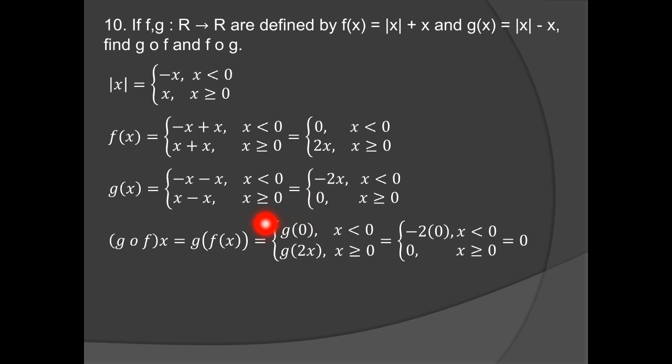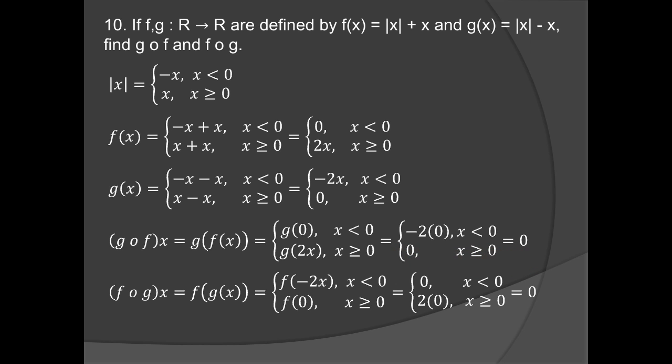Now here g of 0, what is the x value? G of x. So in the place of x I have to substitute 0. So it is minus 2 into 0. And secondly, already this is 0. Whatever, even if you substitute 2x or whatever value, it is 0 only. So x less than 0 is also 0, greater than 0 is also 0. So finally we have got 0.